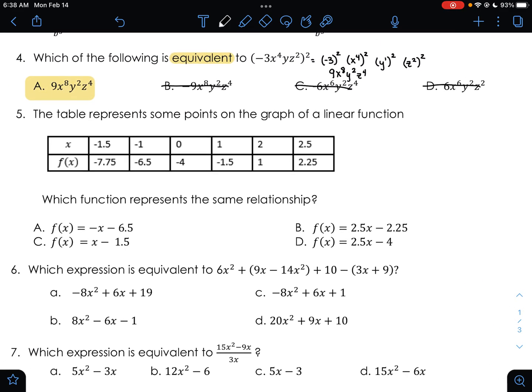The table represents some points on a linear function. Okay, so keyword, we're talking about lines. Which function represents the same relationship? So we want to write the equation.